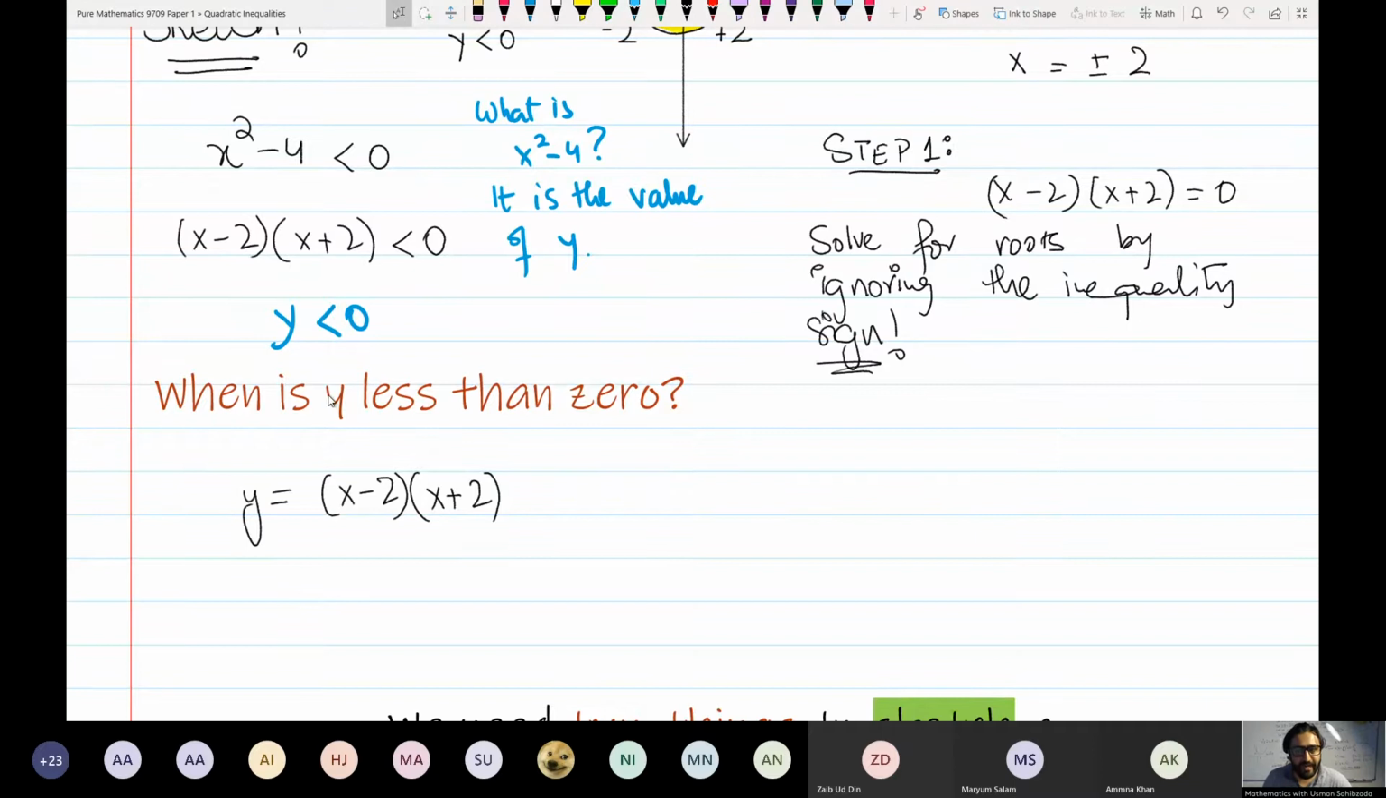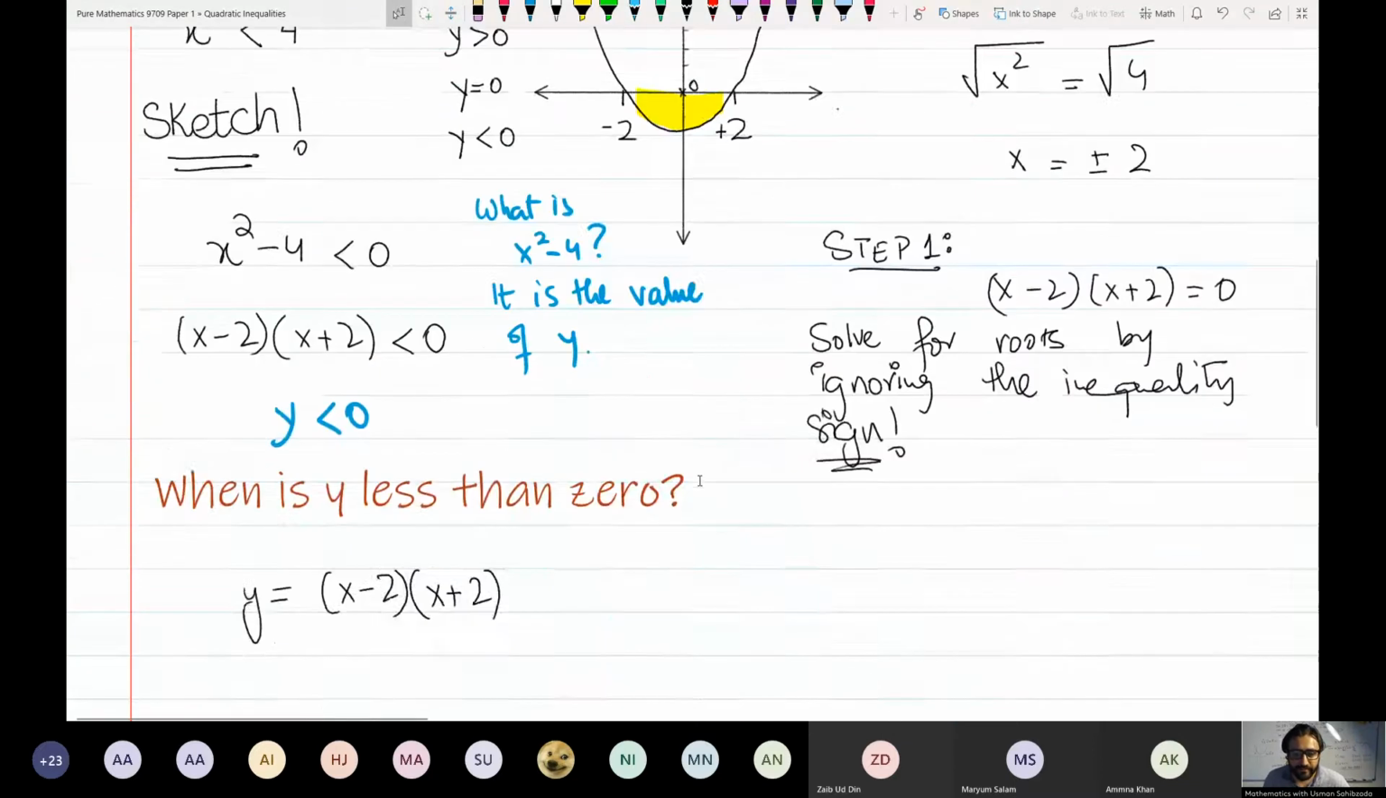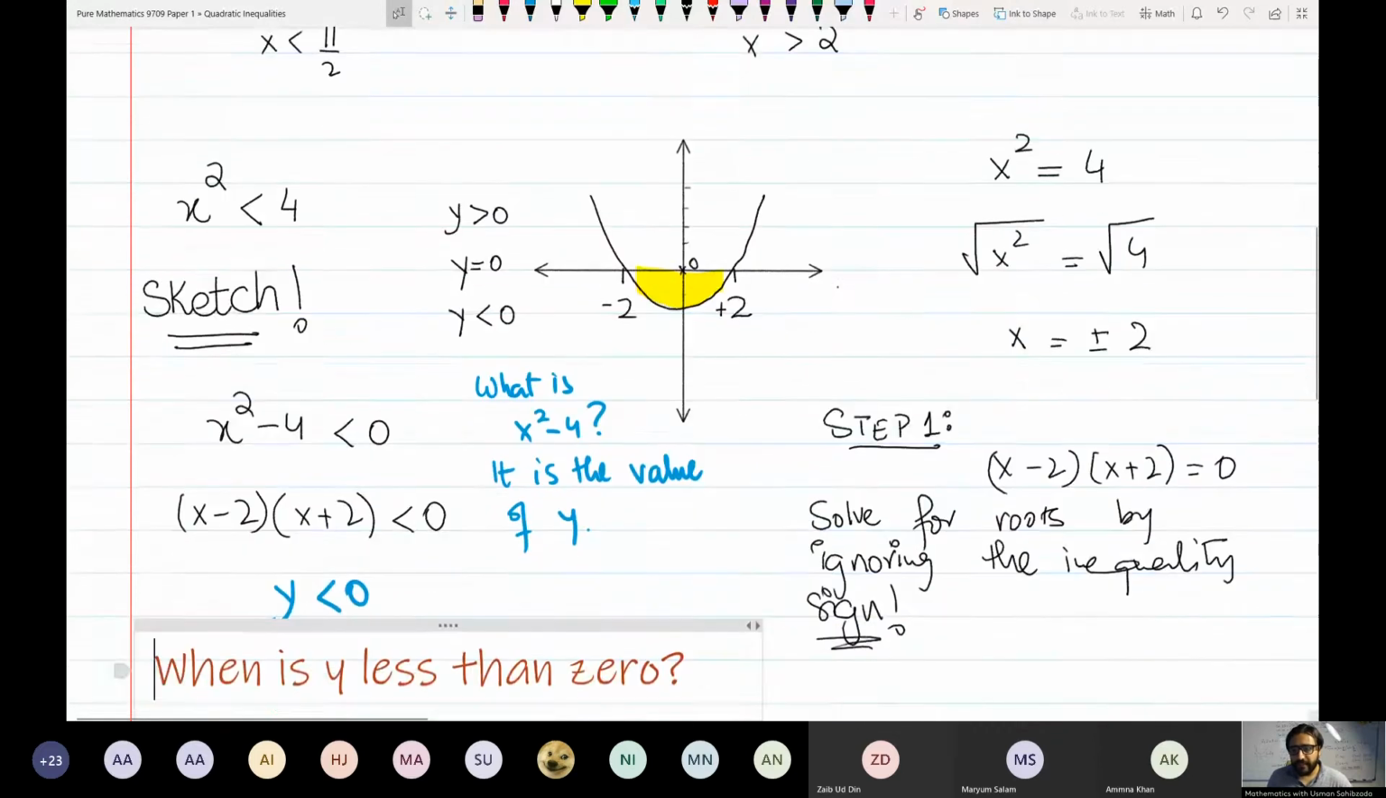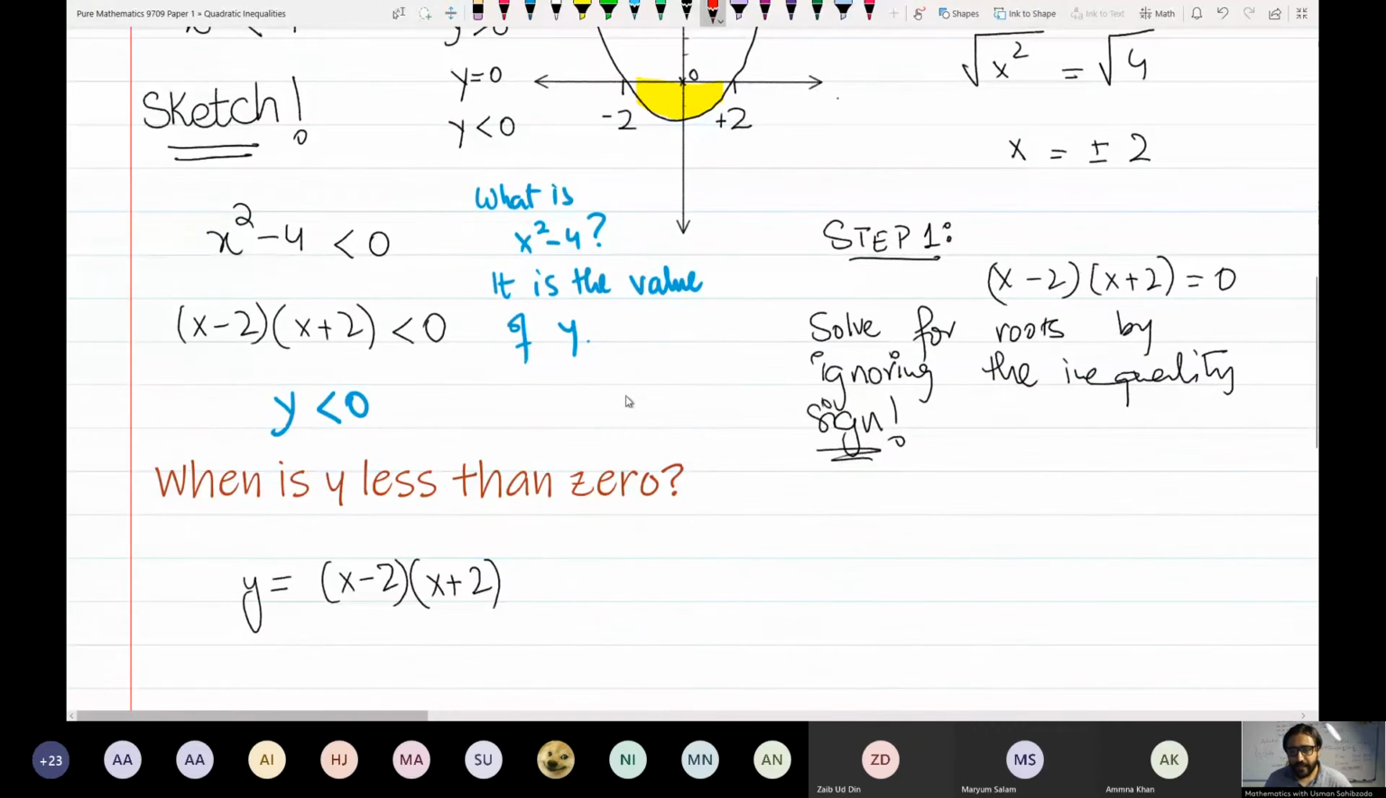It means the y is less than 0 below the x-axis. What's the final answer? The final answer is very simple. Let me give the final answer and then you can ask. So the final answer is x from minus 2 to 2. The set of values from minus 2 to 2, this is your final answer. This is where the values are below the x-axis. Yes, you can ask now.